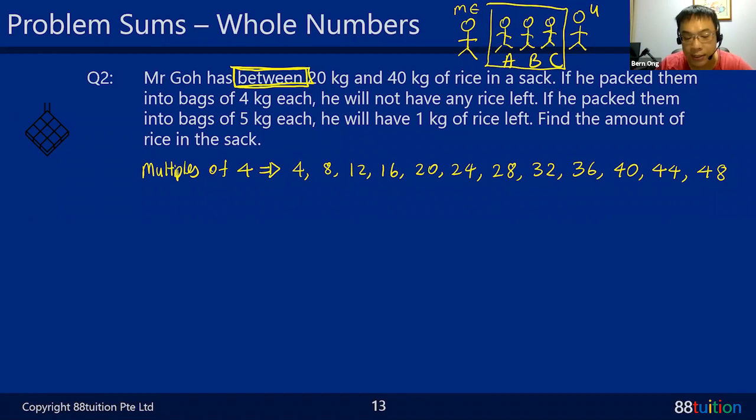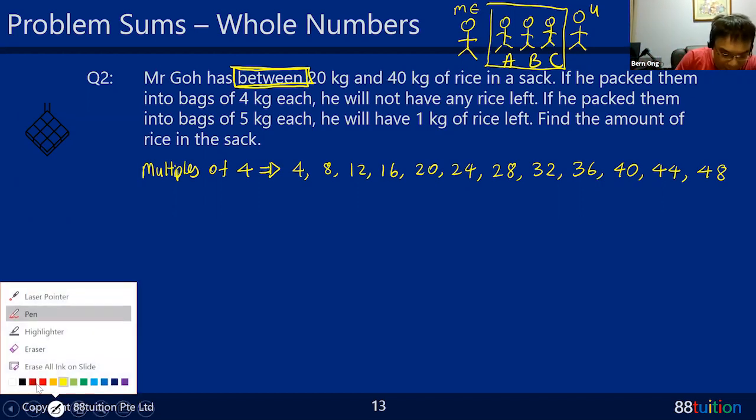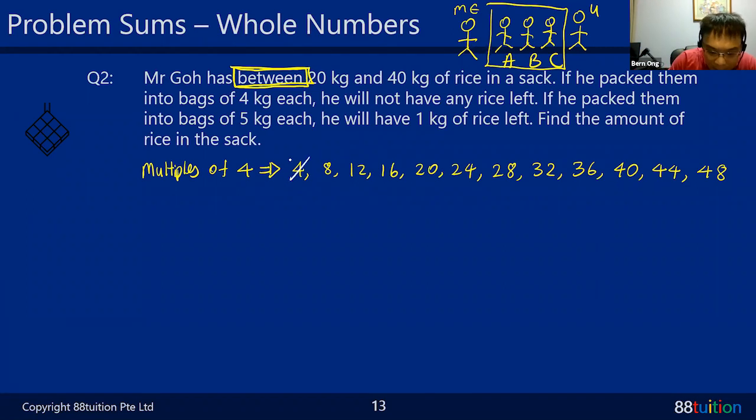And guess what? Down here, the question says between 20 and 40. Means what? Anything that is smaller than 20 cannot. Anything that's more than 40 cannot. So I purposely cancel first. I love to cancel. So anything smaller than 20 cannot.